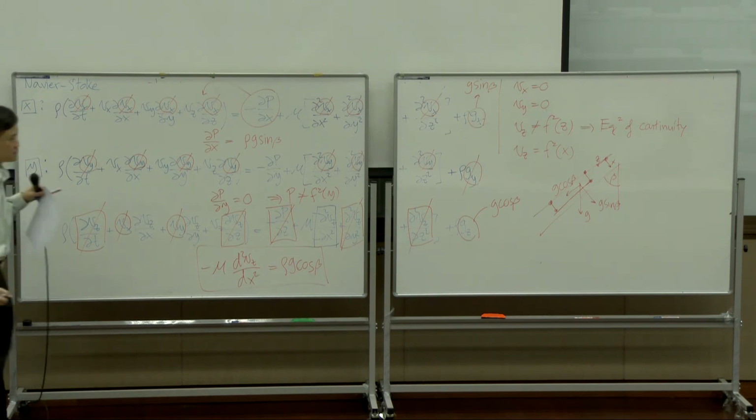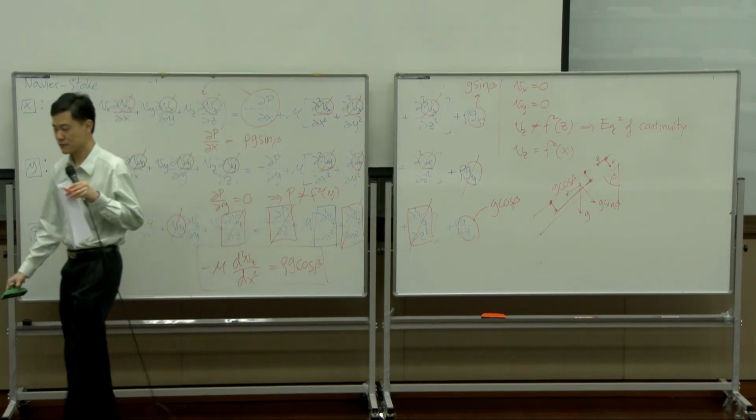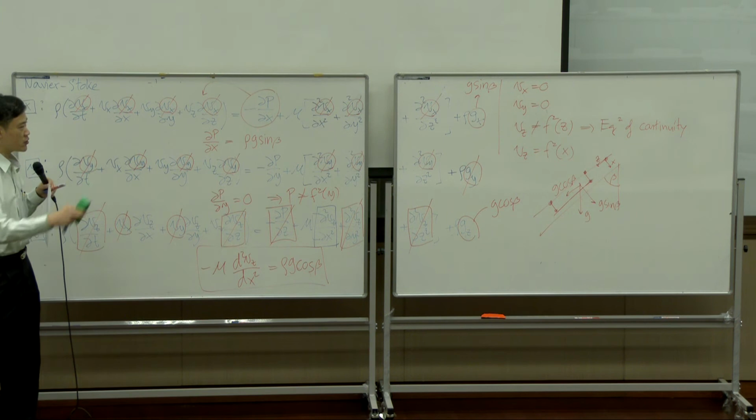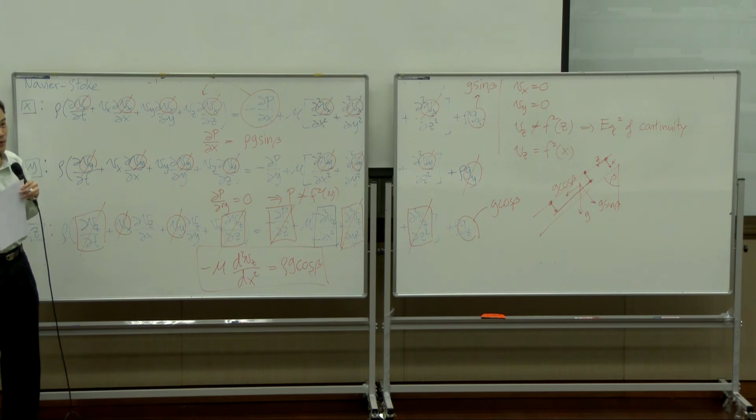Now, if you do not want to take a snapshot, could you go into Courseville, download Appendix B, and find the Navier-Stokes equation for cylindrical coordinates.